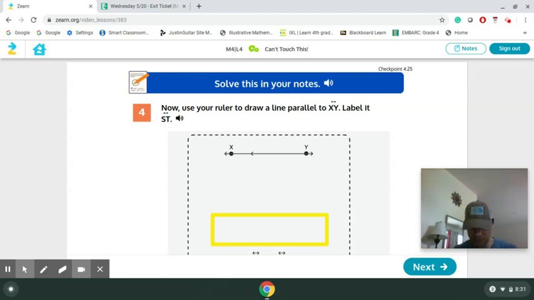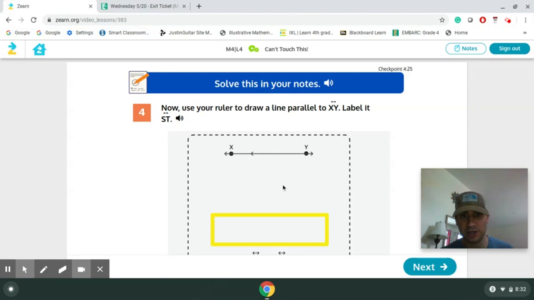I'm going to do the same thing with my Y. I'm going to draw a point 3 inches down. Boom. 3 inches down. I measured it, and then I'm going to create a line across connecting those 2 points. Check it out. Boom. And I just created parallel lines.